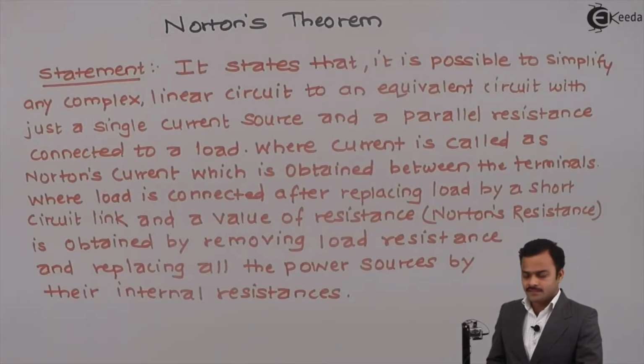It states that it is possible to simplify any complex linear circuit to an equivalent circuit with just a single current source and a parallel resistance connected to a load, where the current is called Norton's current, which is obtained between the terminals where the load is connected after replacing the load by a short circuit link, and a value of resistance, which is also called Norton's resistance, is obtained by removing the load resistance and replacing all the power sources by their internal resistances.